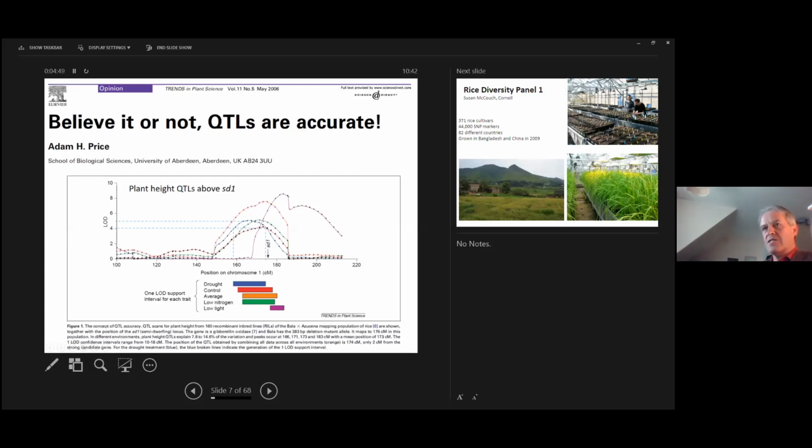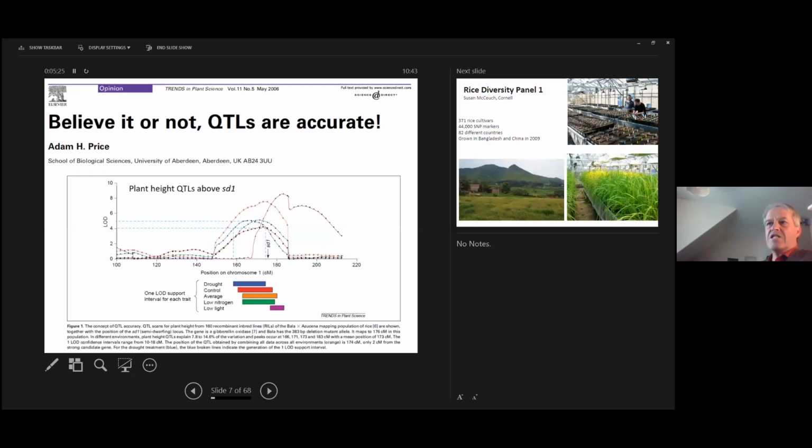The higher this is, the higher is the probability there's a QTL there. And you can see for each of these traits related to plant height, you get a QTL around 170 centimorgans in our population. And because we have access, even in those days, we had access to the genome, we can relate the genetic position there to physical position. And we know that the gene responsible for this QTL is called SD1, semi-dwarfing gene 1.